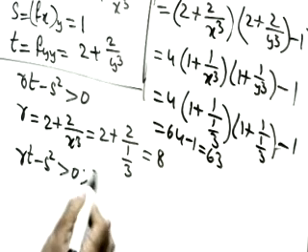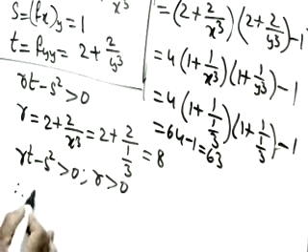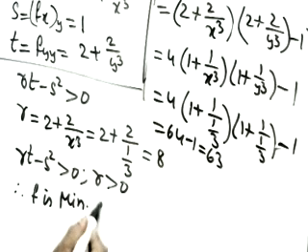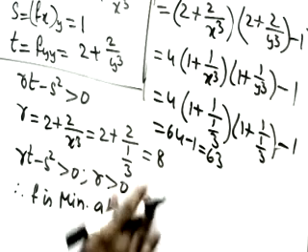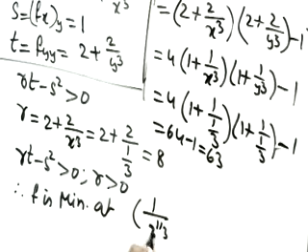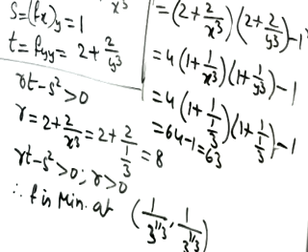So what is the condition here? rt minus s square greater than 0 and r greater than 0. Therefore, f is minimum at what point? (1 by 3) power 1 by 3, comma (1 by 3) power 1 by 3. So f is minimum at x equals (1 by 3) power 1 by 3, y equals (1 by 3) power 1 by 3. If you substitute the values of x and y in f, you will get the minimum value. If it is asked, you substitute the value of x and y in f and solve using the calculator, you will get the minimum.